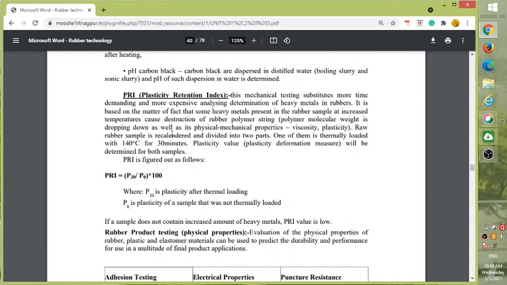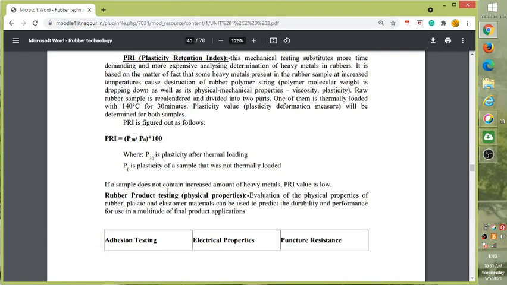Raw rubber sample is recalendered and divided into two parts. One of them is thermally loaded at 140 degrees for 30 minutes. Plasticity value, the plasticity deformation measure, will be determined for both samples. Plasticity retention index PRI is figured out as follows: PRI equals P30 divided by P0, multiplied by 100, where P30 is plasticity after thermal loading of 30 minutes and P0 is plasticity of the sample that was not thermally loaded.